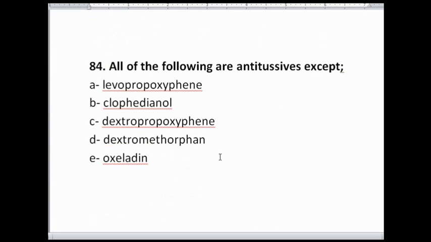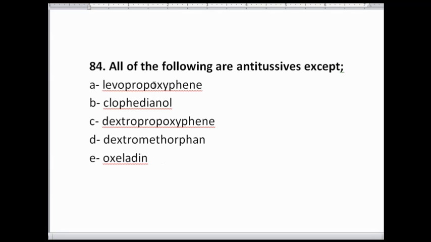Now moving on to the fourth MCQ. All of the following are antitussives except. Antitussives are actually cough suppressants, used for dry cough. Now options are there: levopropoxyphene, clofedanol, dextropropoxyphene, dextromethorphan, and oxolamine. So these are options, and we have to identify the antitussives.